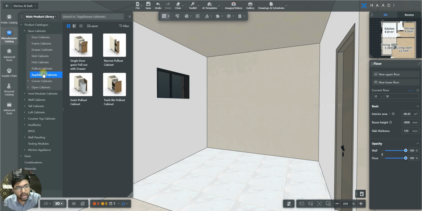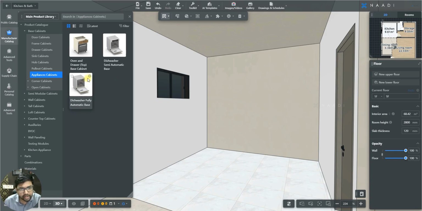So the next subcategory here is your appliance cabinet. When it comes to base cabinets, there are 2 commonly used appliances, right? One is your oven and the second one is your dishwasher. And when it comes to dishwashers, you have semi-automatic and fully automatic. Both are cataloged in. And if you're looking for an oven, you have an oven with drawer.